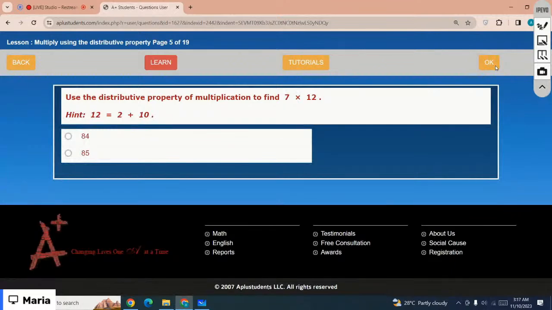Use the distributive property of multiplication to find 7 times 12. So which is the correct option? 12 times 7 is... 12 times 7 equals 84. Very good.